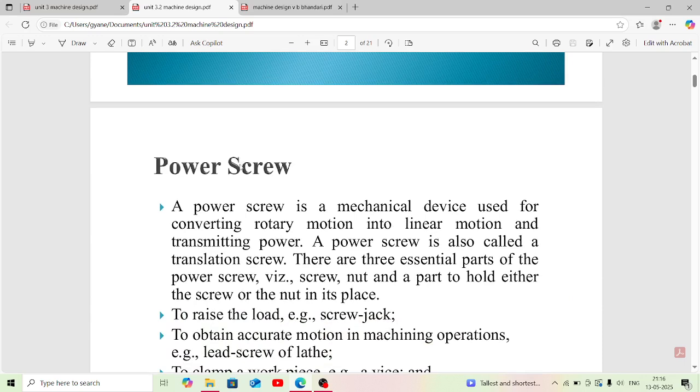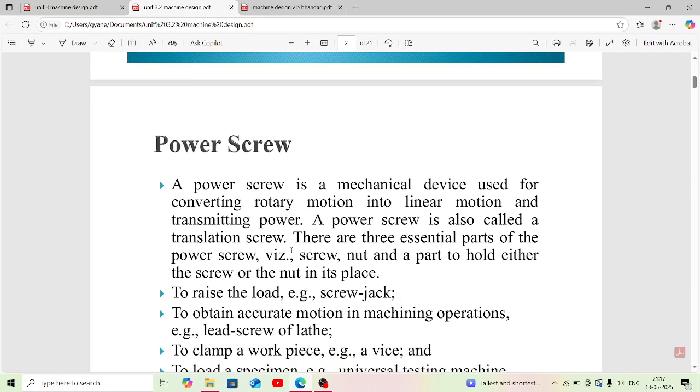Today I will discuss what a power screw is. A power screw is a mechanical device used for converting rotary motion into linear motion and transmitting power. Sometimes you see, when changing the tire of a car or any vehicle, we use a power screw because it converts rotary motion into linear motion and transmits the power. This is a very popular device to set the tire of any vehicle.